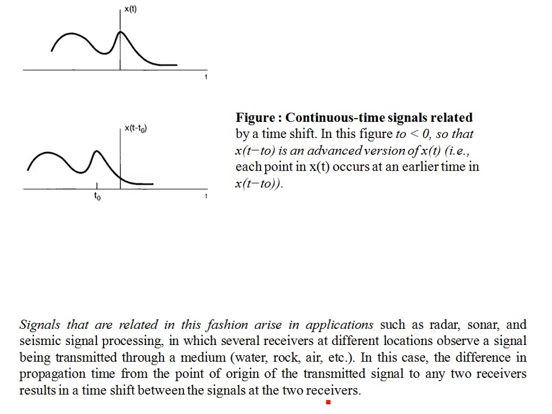This figure is the depiction of two signals which are related by a time shift, and over here t naught is a negative quantity, and you can see the shift is towards left. If t naught is a negative quantity, then you have to advance the signal. You have to shift this towards left, so that x(t minus t naught) is an advanced version of x(t). It means each point in x(t) corresponds to the earlier time in t minus t naught.